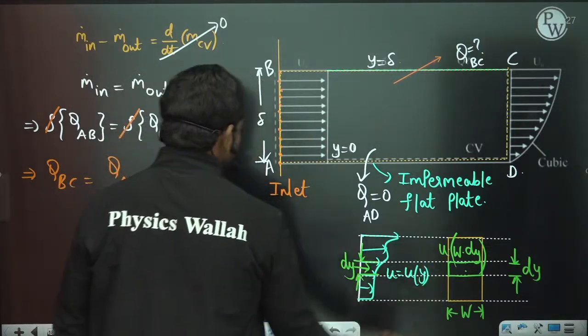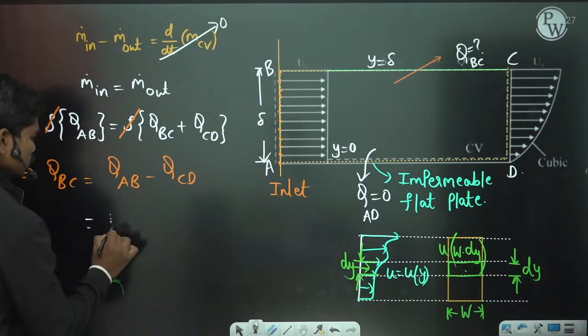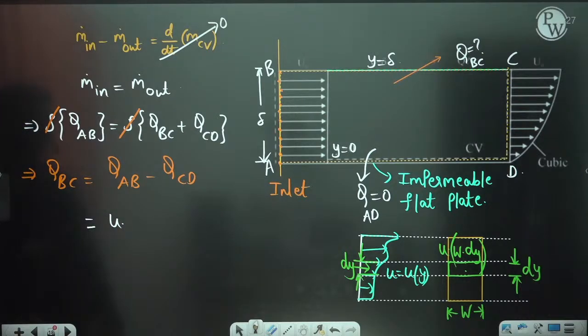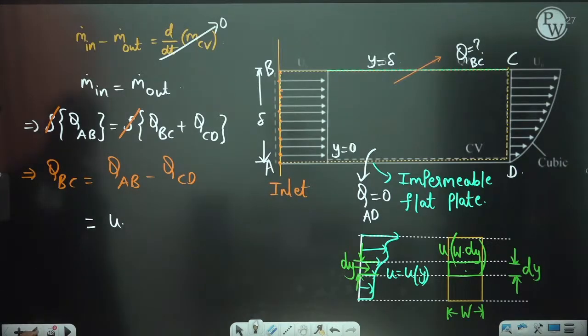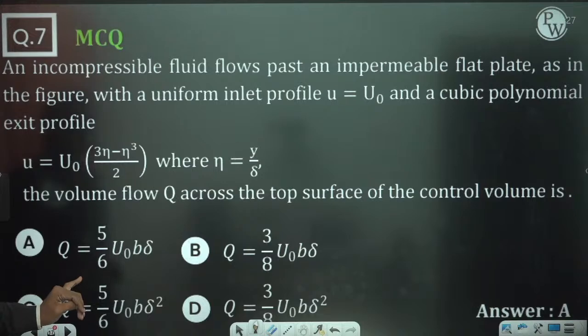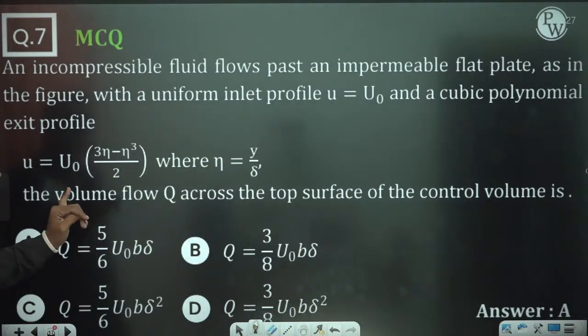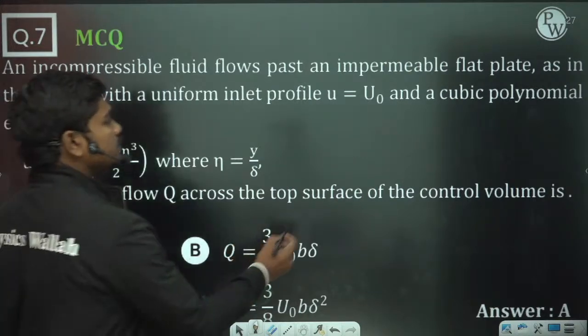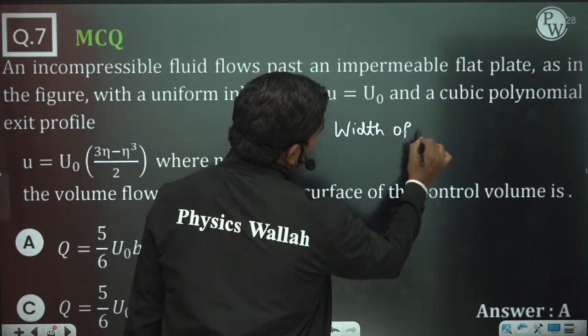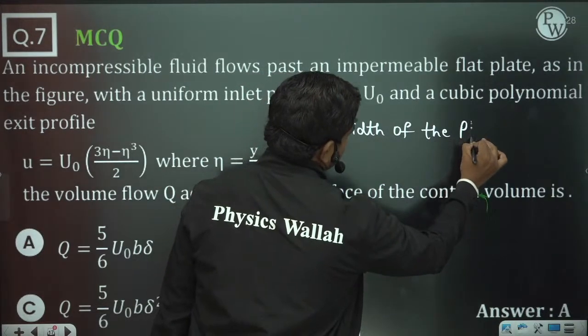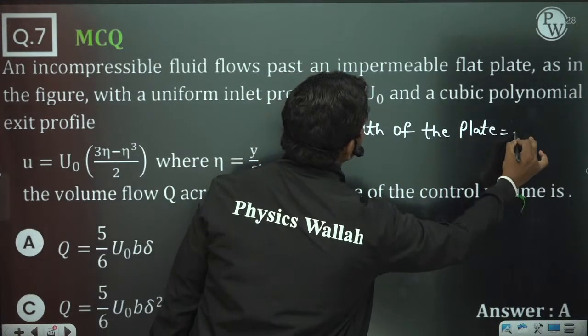So if you integrate this, u into what is the thickness of the plate? Width of the plate is not given, but what is this b? If you see, control volume is there, u naught is there, flow at an impermeable plate. So let us take the width of the plate as b.